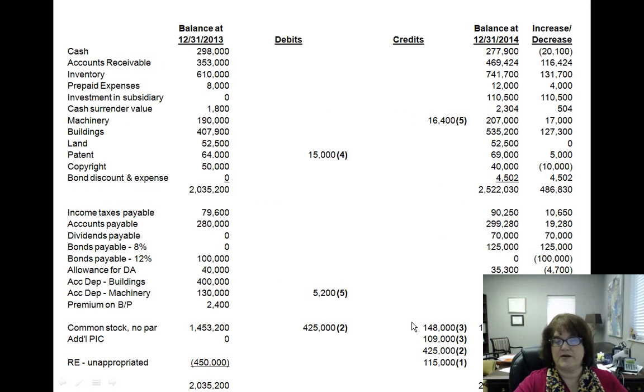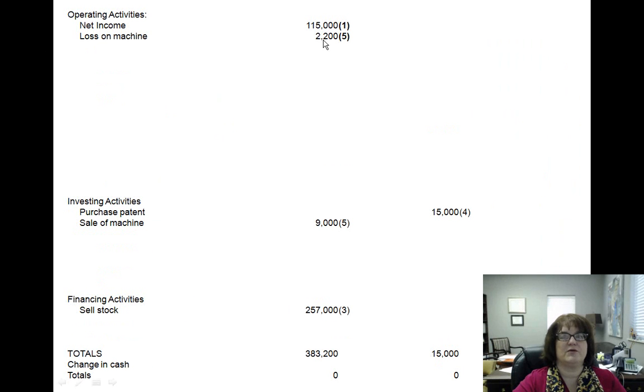All right. So here again, you can kind of walk through what we're doing in the worksheet. I can only show you half at a time. This was journal entry number 5. So here's your credit to the machinery. Here is your debit to the accumulated depreciation on the machinery. And the rest of this journal entry is going to be on the bottom half over here, where we're going to write in loss on machine, and we're going to be adding that back to our net income in the operating activities. And we're going to show the actual sale of a machine as a source of cash under the investing activities. Okay?